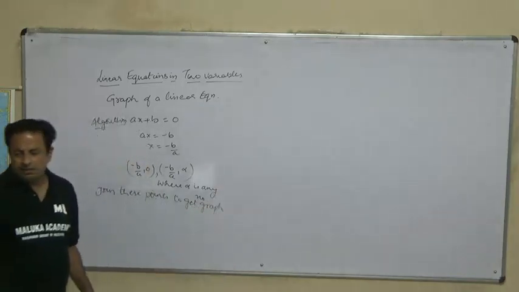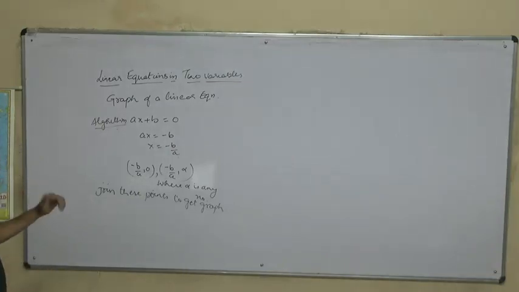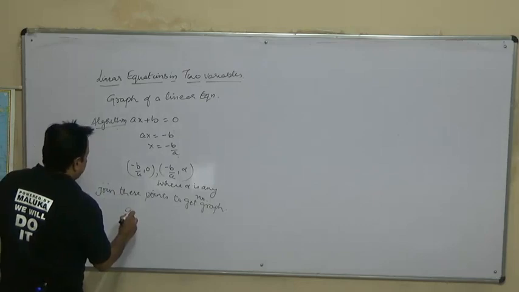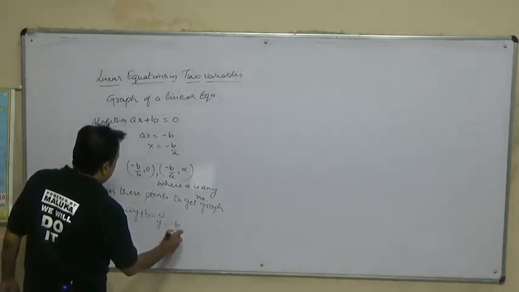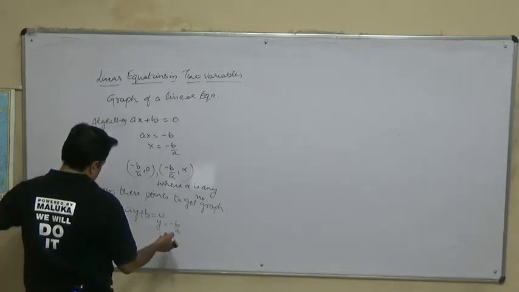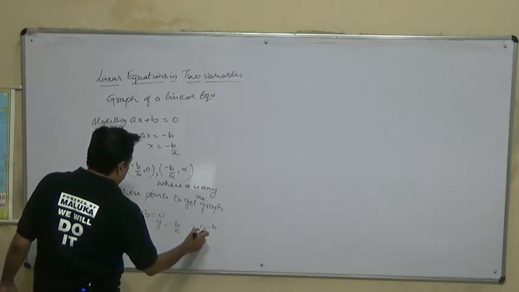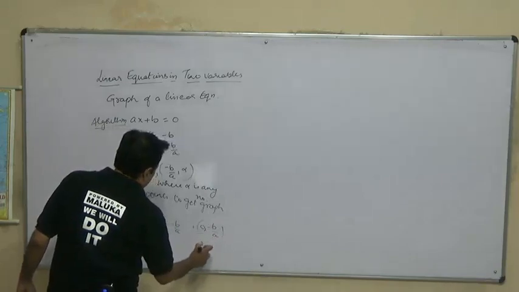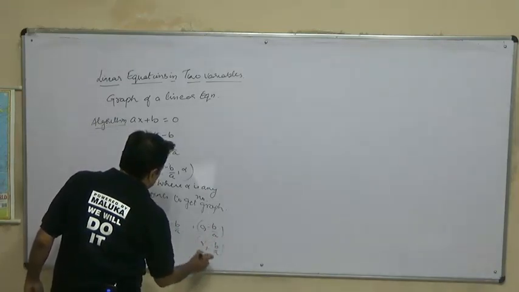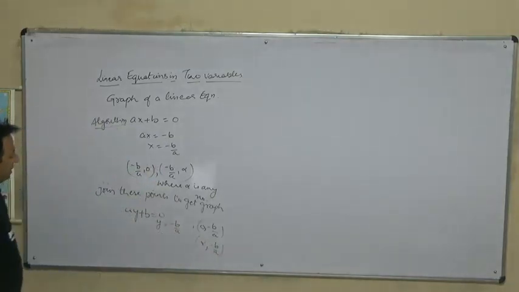Now the second case: it may be ay plus b is equal to 0, so y will be equal to minus b upon a. The first point will be (0, minus b upon a), and the second point will be (alpha, minus b upon a). So this is a line parallel to the x-axis. We can use the same approach.